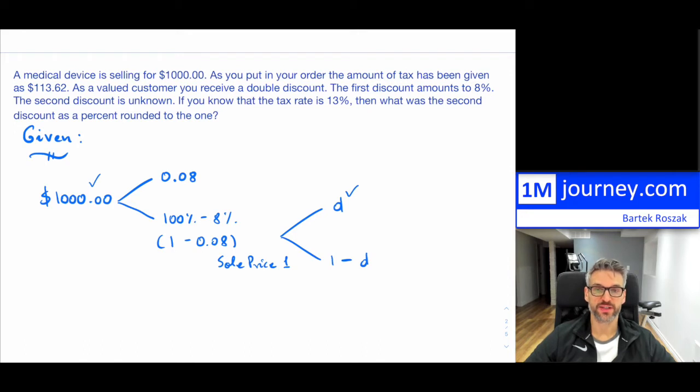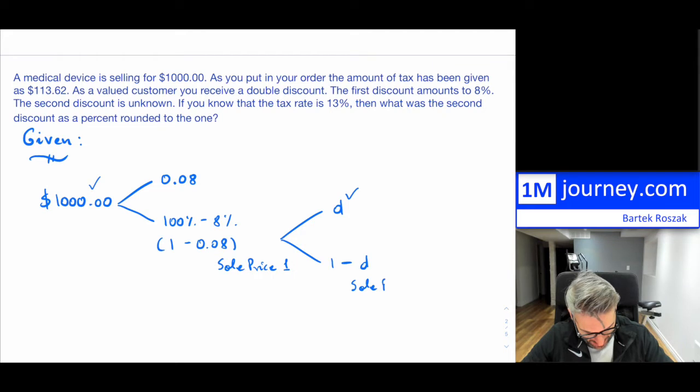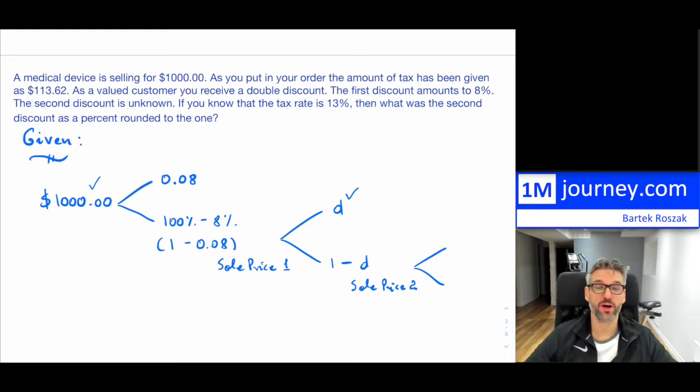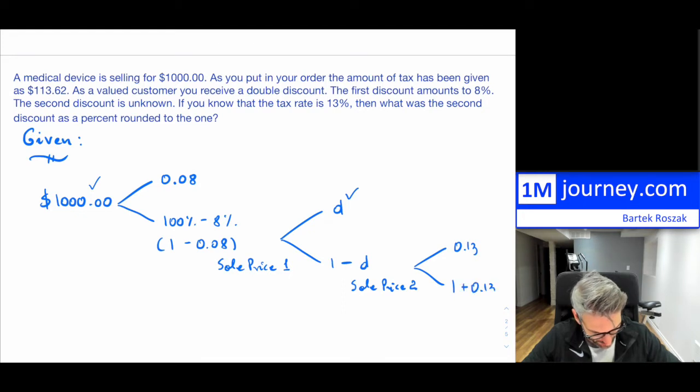Now, finally, there is a tax. This would have given me my sale price number 2, and taxes are applied on the actual sale price. I do know what the tax is. It's 13%. So on the opposite branch, the total would have been 100% plus whatever tax I've had. That means it's 113% of that sale price after the second discount.